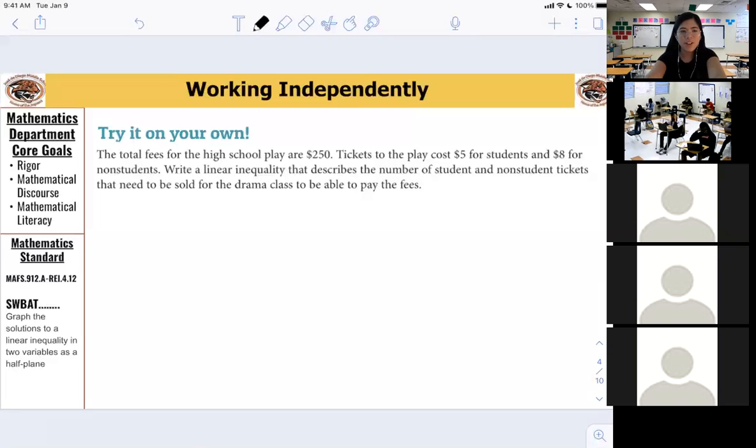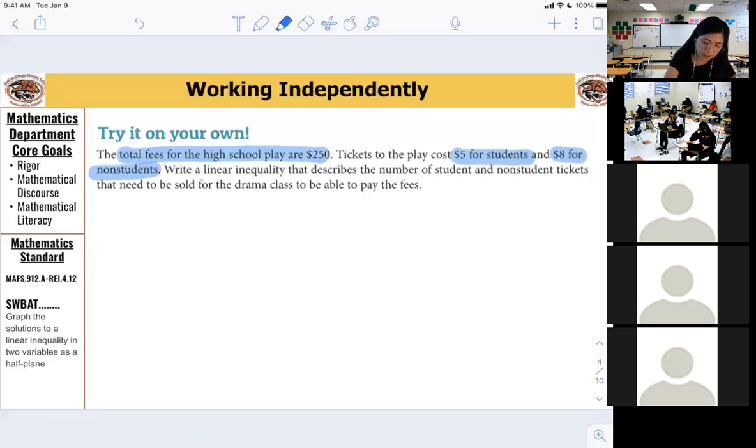All right, so this one seems pretty innocent. It seems like it's going to be easy, but then you get to the part where you have to think of the correct symbol, and that's where we get into trouble. So the total fees for the high school play are $250. Tickets to the play cost $5 for students and $8 for non-students. And a lot of you might have stopped there. I do that all the time. I finished reading and I'm like, okay, I'm done. No, let's read the next sentence because it's going to be important.